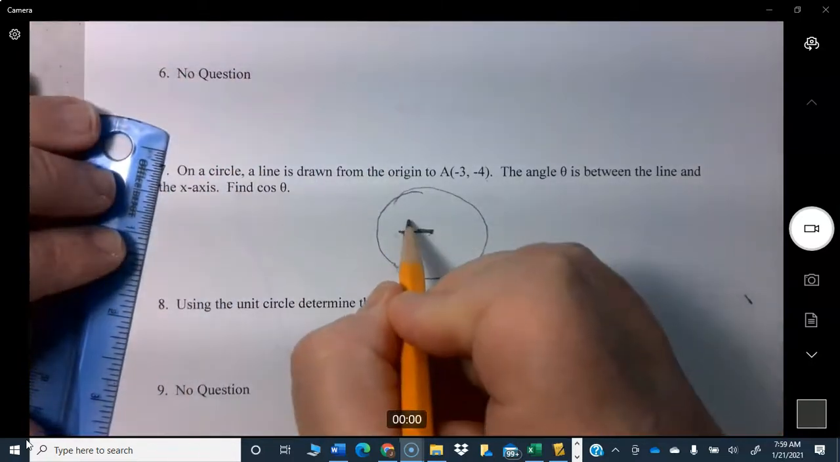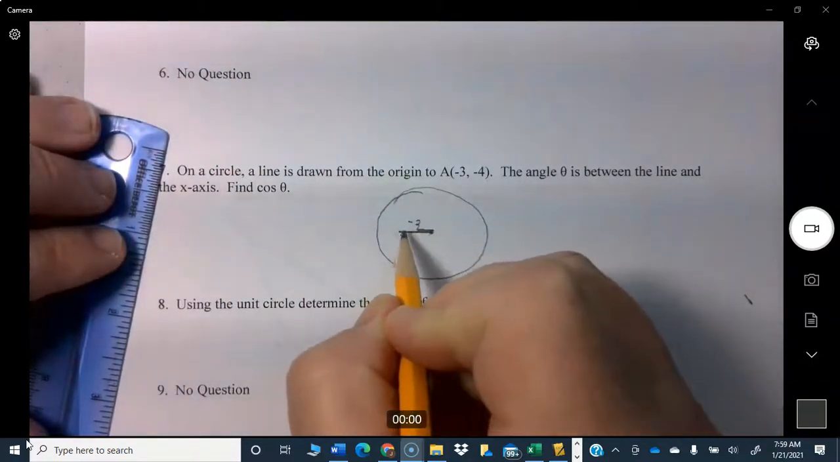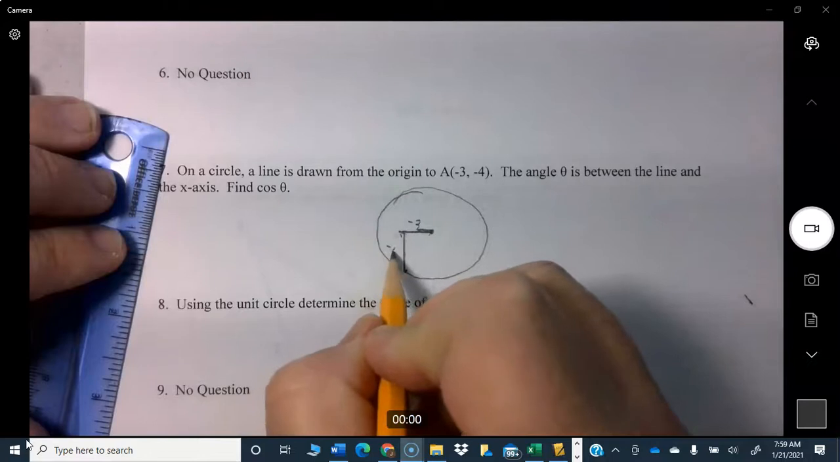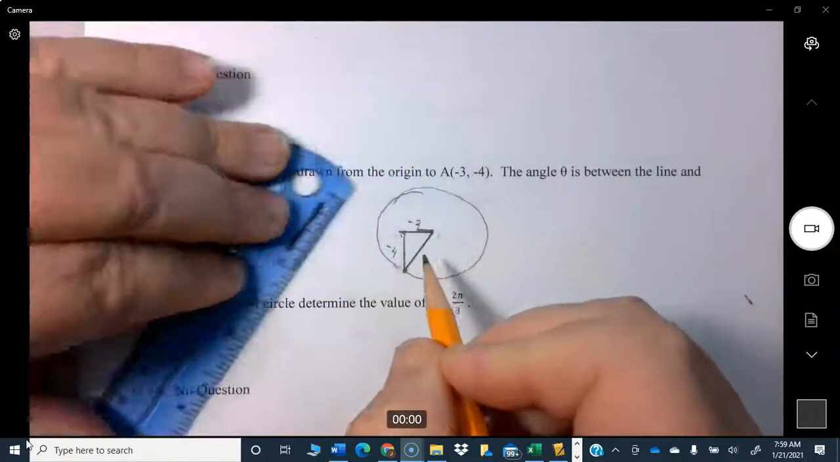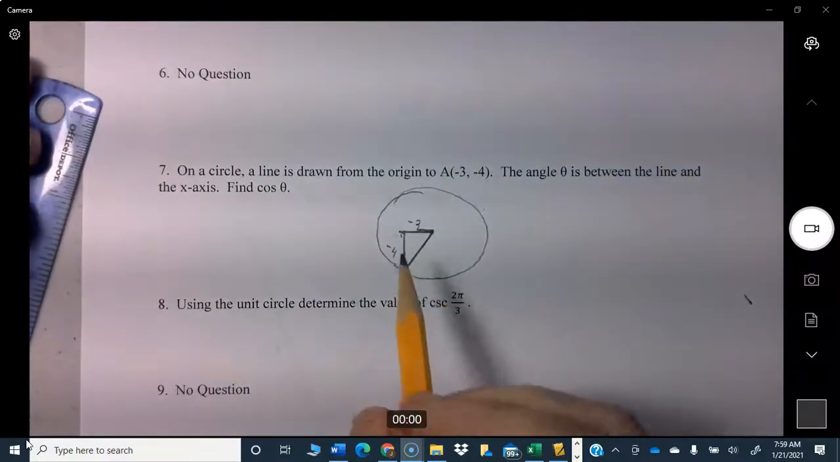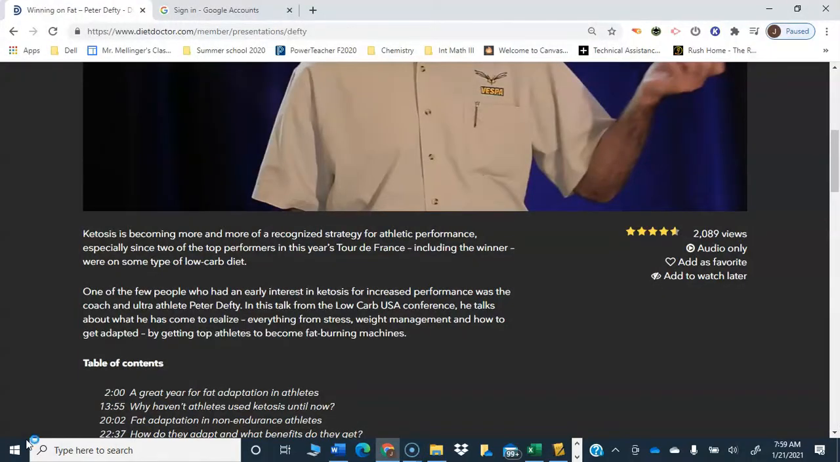Okay, so this is -3. You went back 3, and then you're going down 4. This is -4. So if you draw this, this is a triangle. Now it's not a unit circle. That's not a radius of 1. It's a radius of what we're about to figure out.